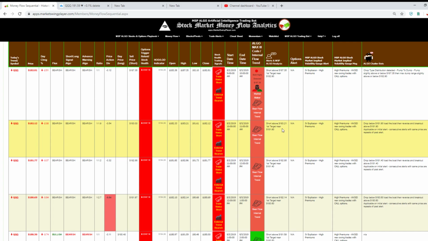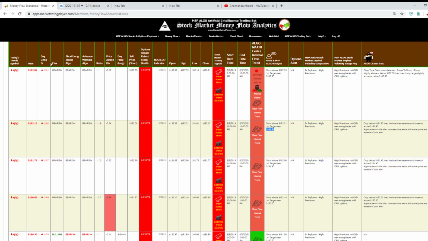So, and then you got more analysis. It says short above 183.21. So what does that mean? It means that when price gets close to this price, it may go a little above it, it may go a little below it, but that's the best entry to short, okay? And your first target will be near what? About 182. This is 181.90, okay?